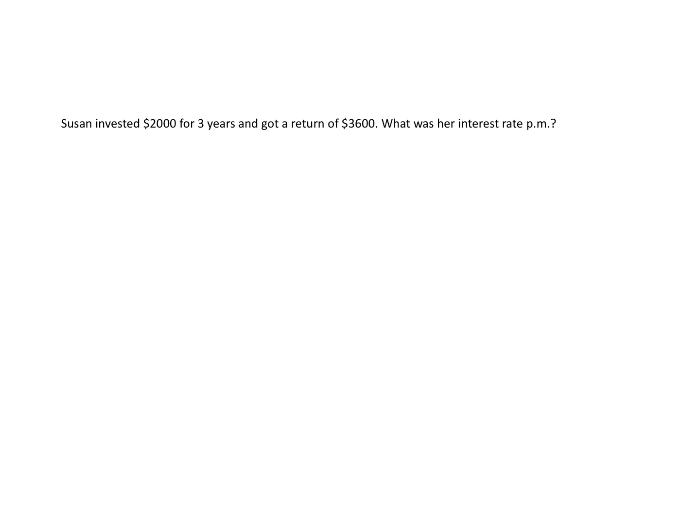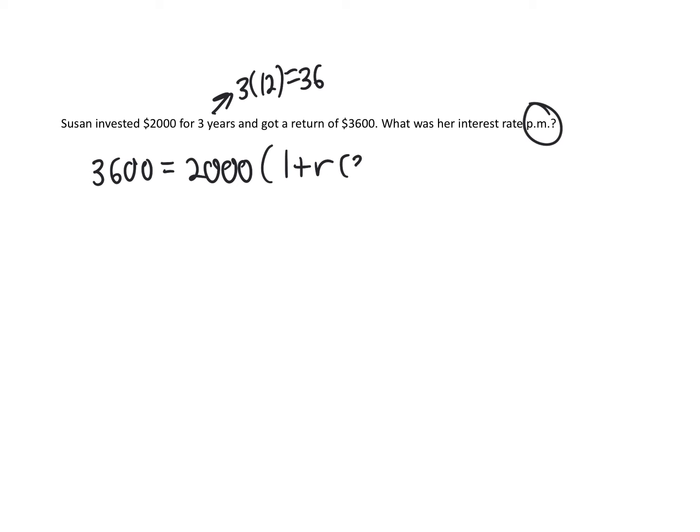Here we have an example where we don't know the interest rate. Now, the interest rate is per month, so we need to take the 3 years, times it by 12 to get 36 months. Plug these into your formula. 3,600 equals 2,000 times 1 plus R times 36, and calculate R. Now, there are a couple different ways you could do this. You could do it in a couple of steps using 2 different formulas, or you can do it the way I'm showing you. As long as you're getting the right answer and understand what you're doing, I'm okay with it.